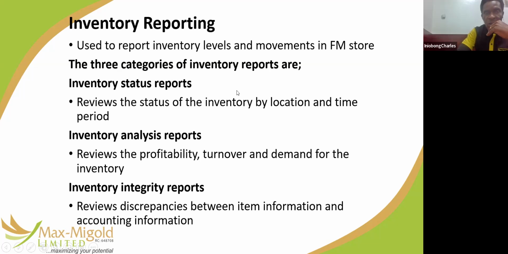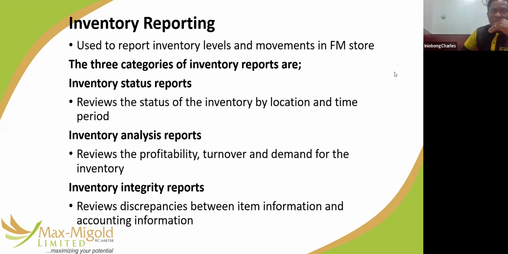Inventory reporting. This is used to report inventory levels and movements in the FM store. So you have a reporting system that reports the inventory levels and the movements in the FM stores, who collected what. The three categories of inventory reports are inventory status reports, which review the status of the inventory by location and time period. Inventory analysis reports review the profitability, turnover, and demand for the inventory.